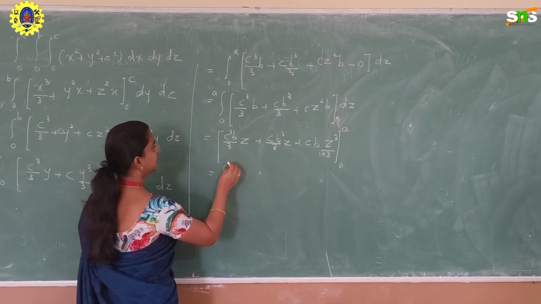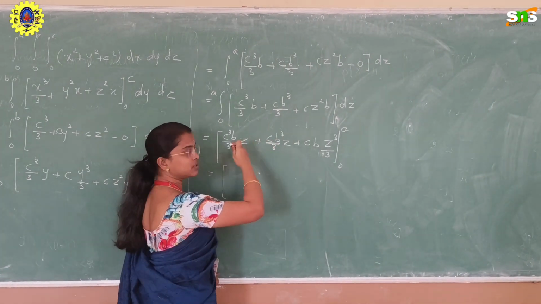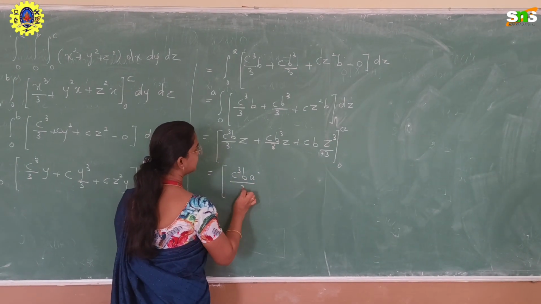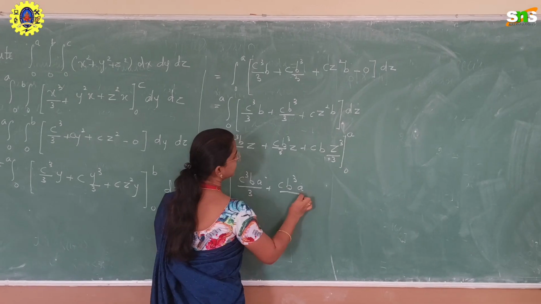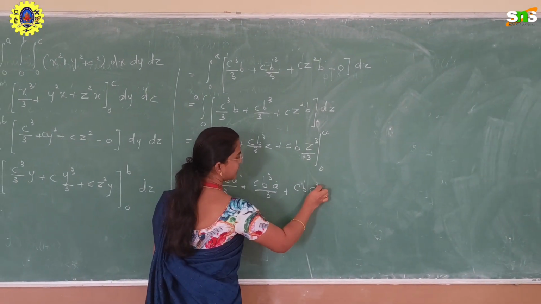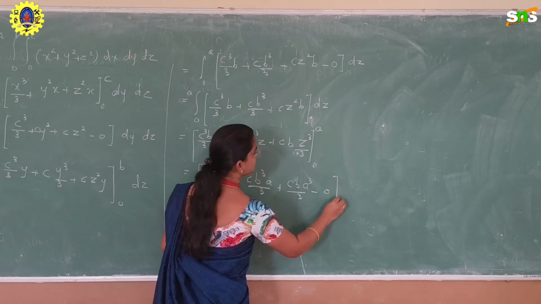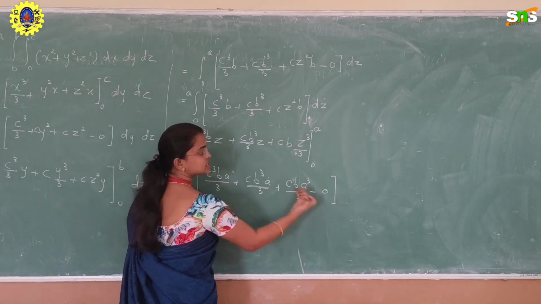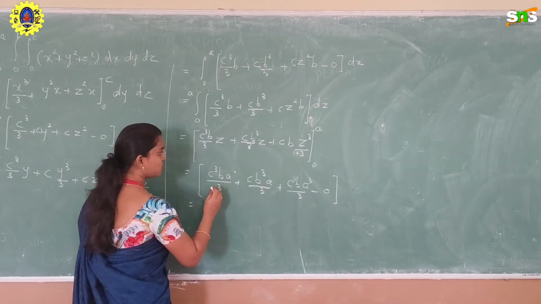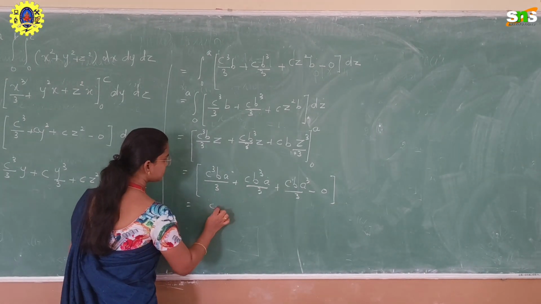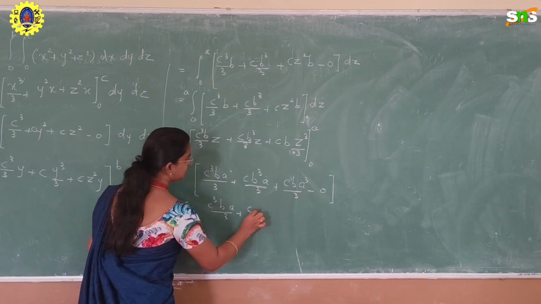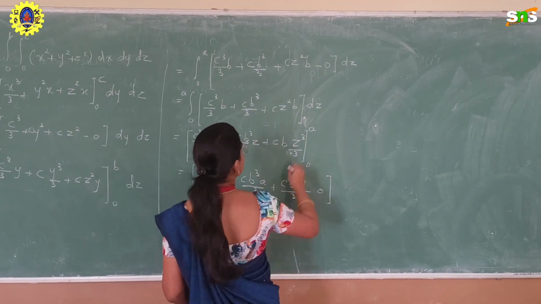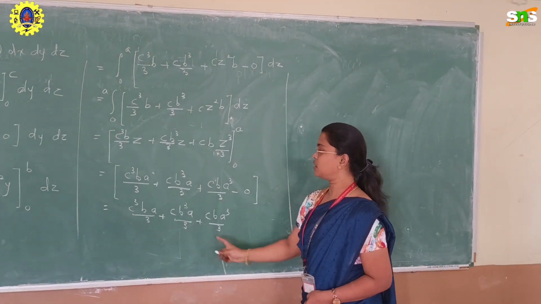Here your upper limit is a, lower limit is 0. Upper limit substitution: instead of z you substitute the upper limit, which is a. So c cube b a divided by 3 plus c b cube a divided by 3 plus c b a cube divided by 3, minus 0, which is minus lower limit. If I substitute z as 0, you will get 0. So we can write it as c cube b a divided by 3 plus c b cube a divided by 3 plus c b a cube divided by 3. Now find the common term in all three terms.